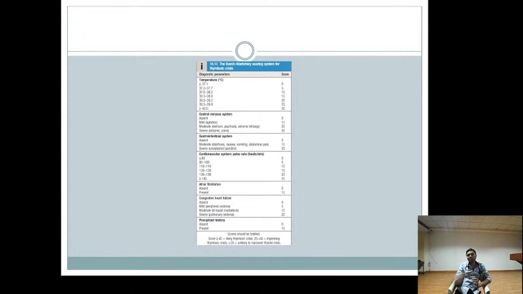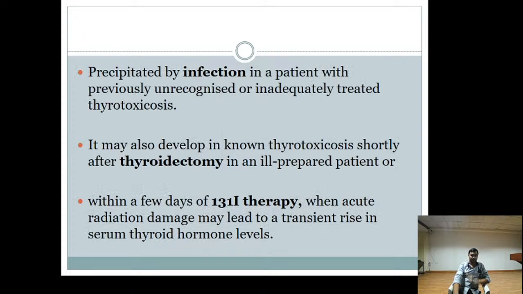If the score is more than 45, then it is likely thyrotoxic crisis. If it is between 25 to 44, then it is impending thyrotoxic crisis. If it is less than 25, then it is unlikely to be thyrotoxic crisis. Thyrotoxic crisis is precipitated by infection, thyroidectomy in an ill-prepared patient, and after iodine 131 therapy due to radiation damage to the thyroid.